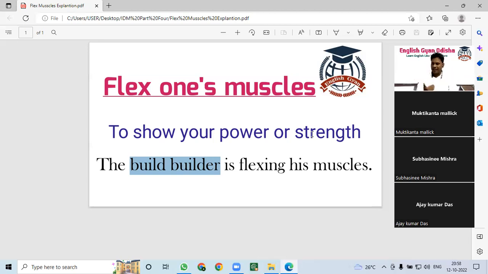One's means yours, mine, everybody. I am flexing my muscle. The bodybuilder is flexing his muscle. She is flexing her muscle. They are flexing their muscles like that. Now it's clear to everybody? It's clear or any doubt? Ask me, you have any doubt, you can ask me.